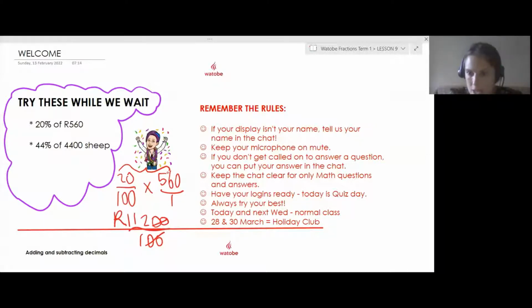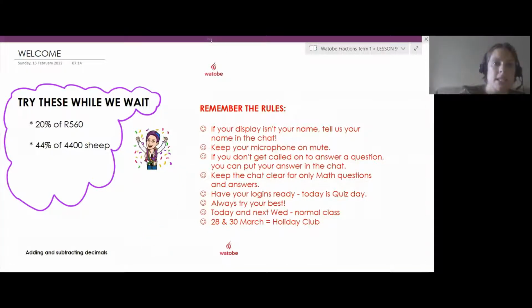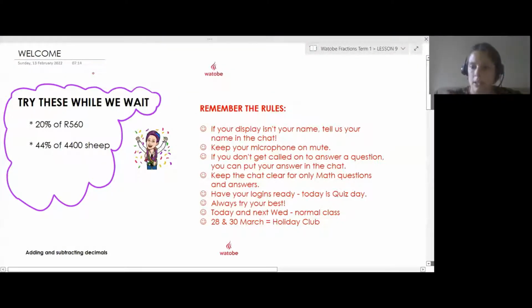All right, so we're going to try the second one, and I think Boipelo wanted to give the second one a shot. She's jumping up and down. So Boipelo, let's see how we do the second one. Since it's 44 and it's a percent, I did 44 over 100. Times, since the "of" is a times, I said times.